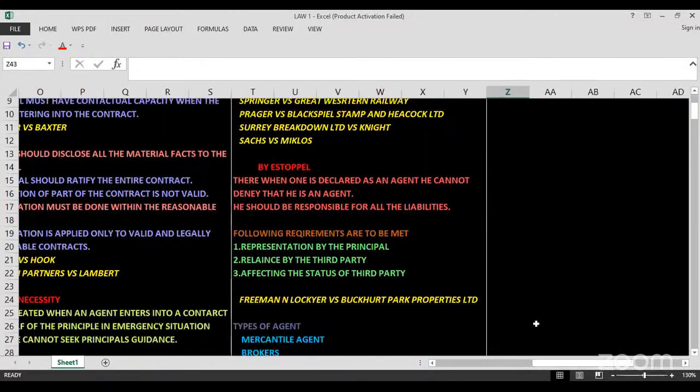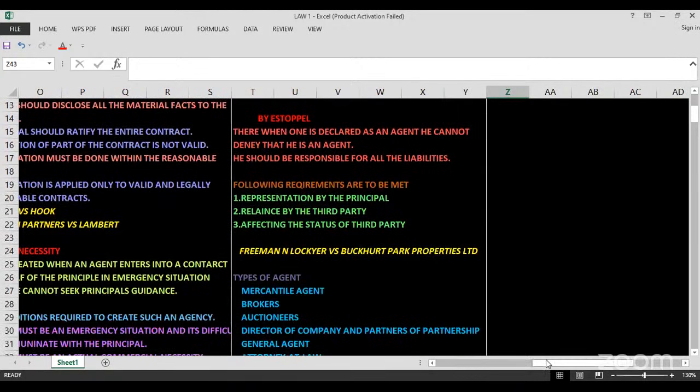The last way how an agency is created is by estoppel. When one is declared as an agent, he cannot deny that he is an agent. He should be responsible for all the liabilities.